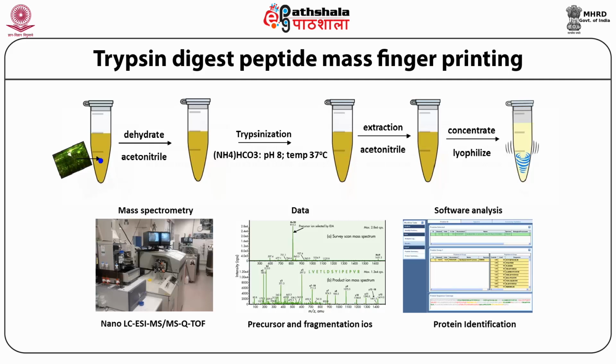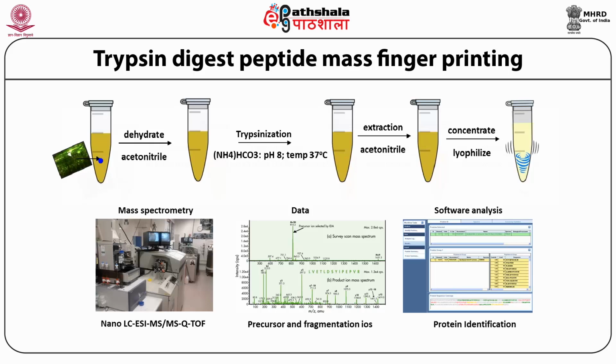After the trypsin digestion, the peptides within the particular spot are extracted using acetonitrile. The peptides which are now in the buffer are then concentrated and lyophilized to a powder, which is then collected at the bottom of the eppendorf. The peptides are now in a concentration that can be taken up for mass spectrometric analysis.